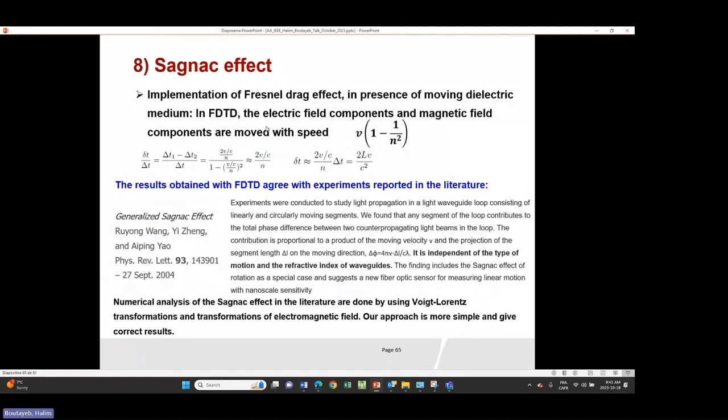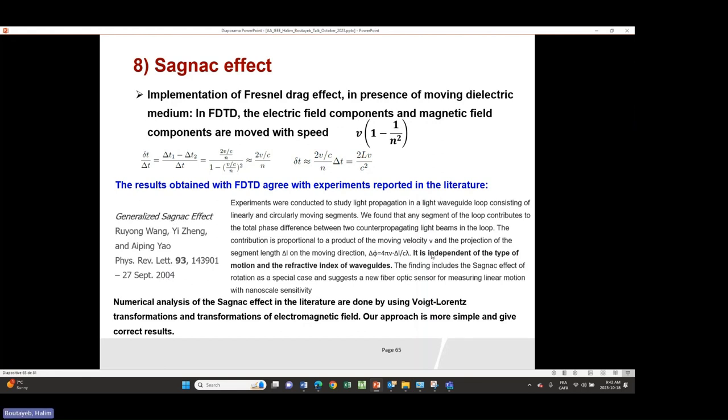If we use a dielectric medium, we have to move the field with this speed. Based on the Fresnel-Dirac effect, we implemented that, moving the field with this formula. If we do that, we found that the Sagnac effect is independent of the dielectric constant. This is in agreement with this paper, which was published in 2004.